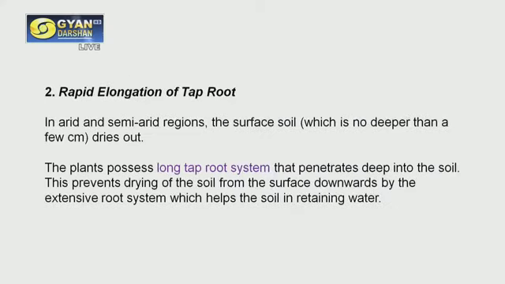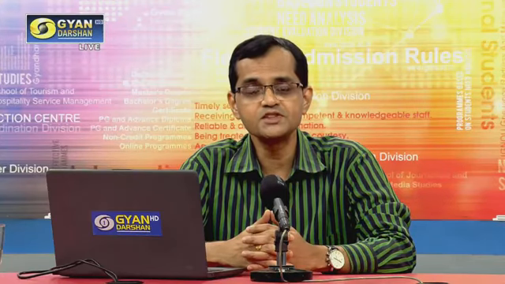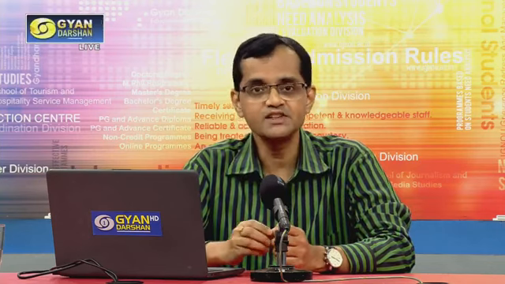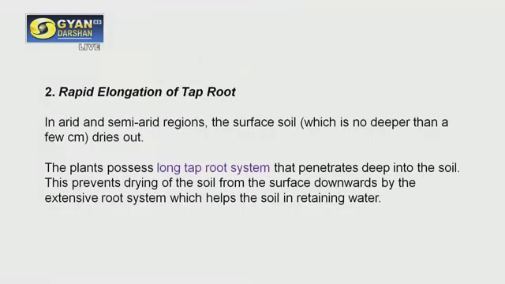Number 2, rapid elongation of the taproot. Why? Because they need to develop the root system, because they need water. The root goes deeper and deeper into the soil in search of water, and then they absorb water for the plant. So normally these plants have a very long taproot system, and also profusely developed, profusely branched root hairs.